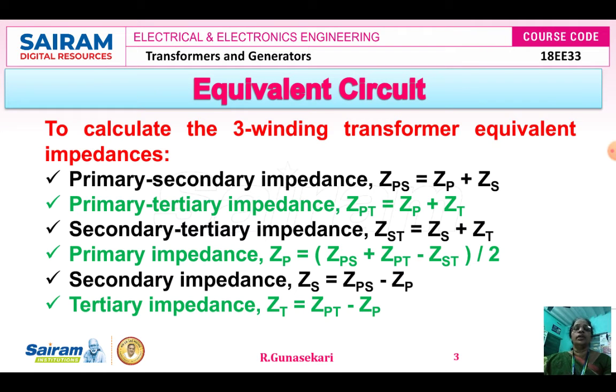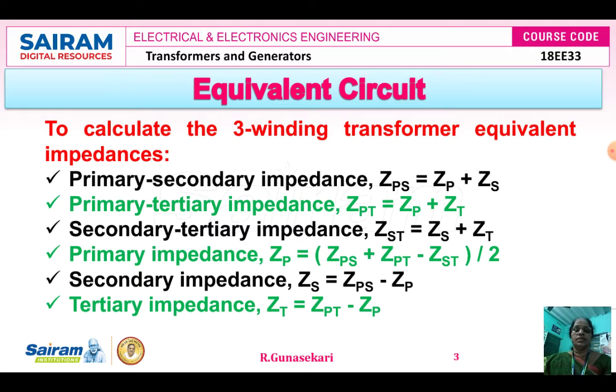How to calculate the three winding transformer equivalent circuit impedances of the three windings? First one is the primary secondary impedance ZPS, that is equal to ZP plus ZS. Primary tertiary impedance ZPT equal to ZP plus ZT. Secondary tertiary impedance ZST equal to ZS plus ZT.